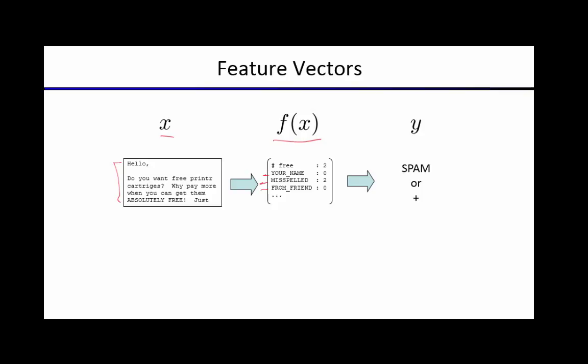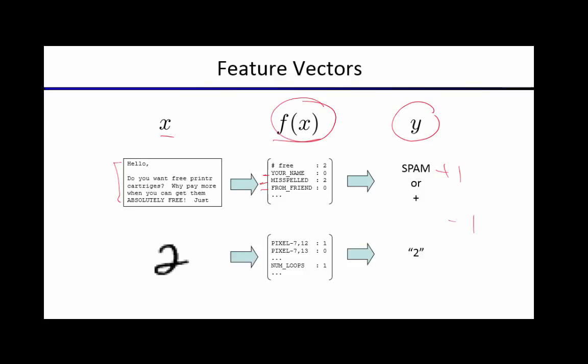We're not going to talk about how you build up these features and how you create these features, but rather how you go from this feature vector right here to your label. And your label, in the case of binary classification, will be +1 for spam or -1 for ham.